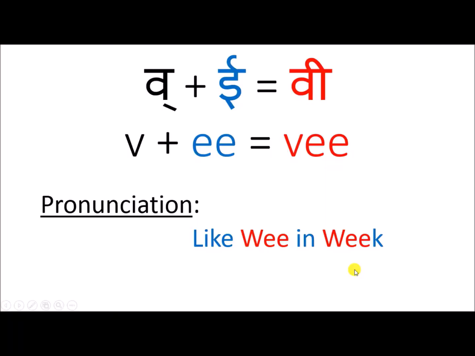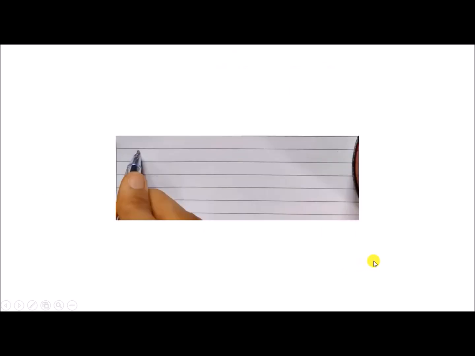Okay, the next sound is V, and you get this sound V when you add V to E. V plus E equal to V. And V is pronounced like W-E-E in weak. Okay. And V is written like this.